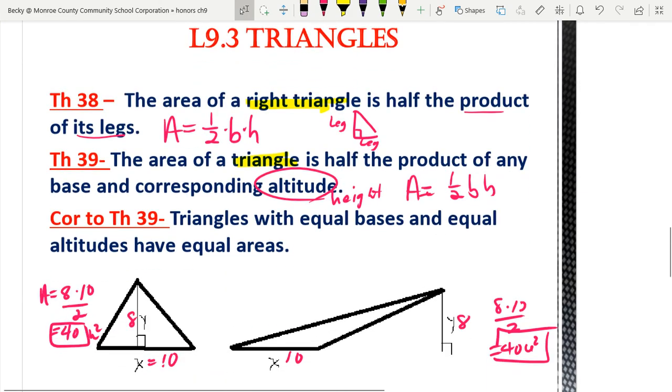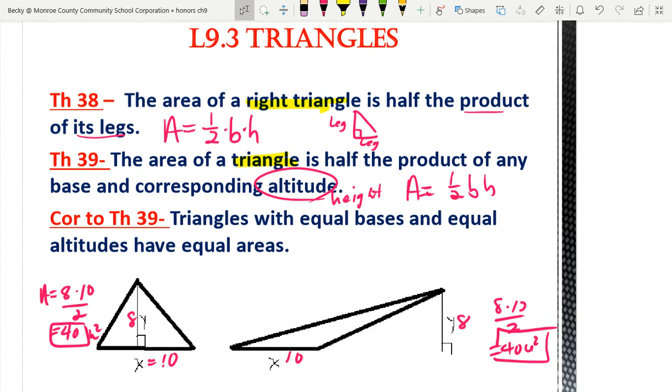And lastly, we have the triangles. Now, he does a tricky thing here on Theorem 38. Keep in mind you're doing this in a proof. If you're referencing a right triangle, you have to use Theorem 38. And if it's not a right triangle, you have to use Theorem 39. And again, he likes to use the word altitude, which is the same thing as a height. And we already have this formula, 1/2 base times height.